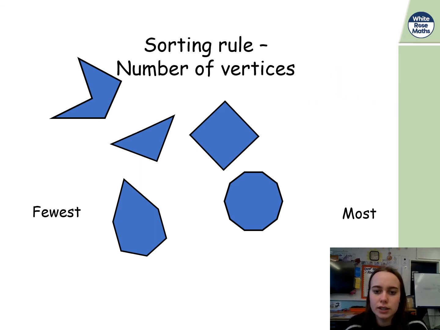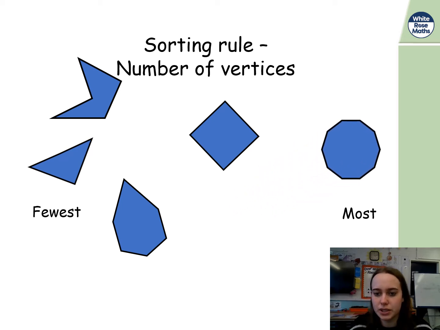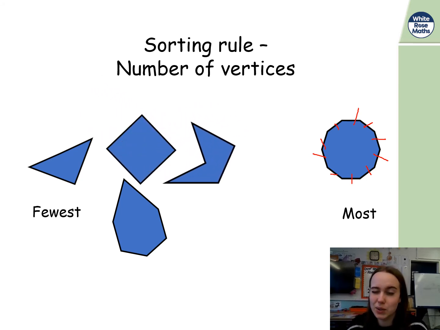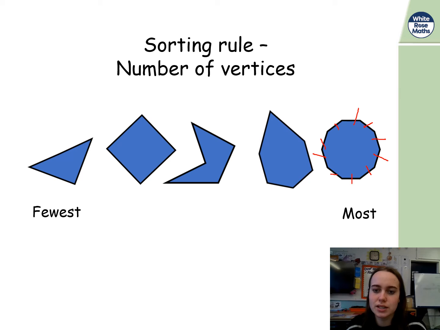So we've got this shape first, which of course has 3. And that one which has the most, let's count up. We've got 1, 2, 3, 4, 5, 6, 7, 8, 9, 10. So that's got 10 sides and 10 vertices. That's got 4 vertices. That's got 1, 2, 3, 4, 5 vertices. And this one has got 6 vertices. And remember, if a shape has 6 vertices, it's going to have 6 sides. If a shape's going to have 4 vertices, it's going to have 4 sides.